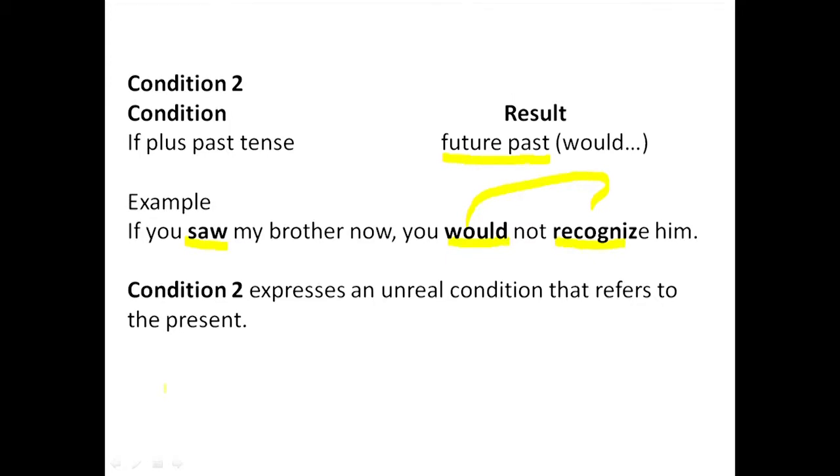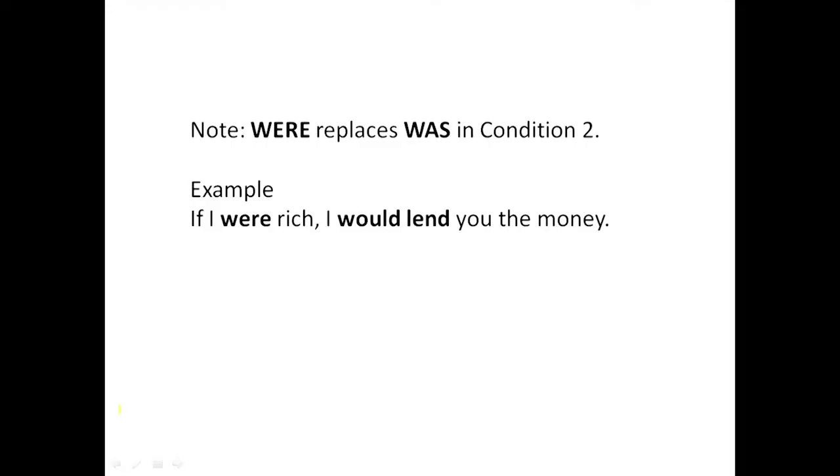So now the usage. Condition 2 expresses an unreal condition that refers to the present, now. In this condition 2, we replace was with were. We speak of condition 2 when we are talking about something that is difficult to happen. Okay? It may happen, but it is very difficult to happen, for instance. And sometimes it is hypothetical, something that will hardly happen, kind of just in fantasy.